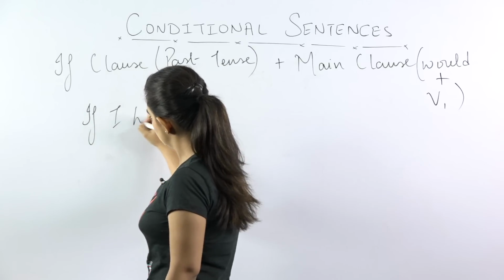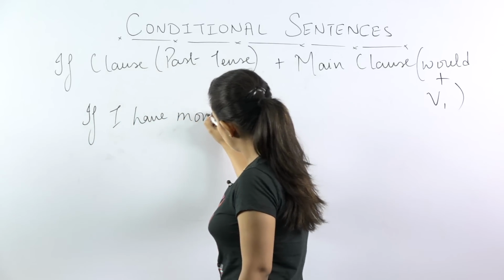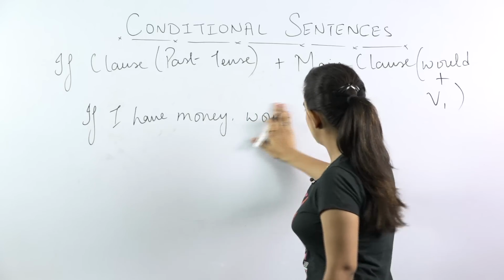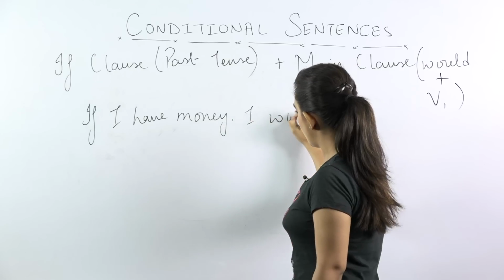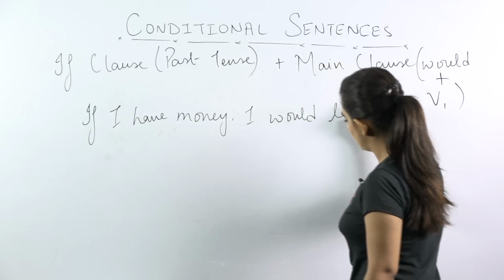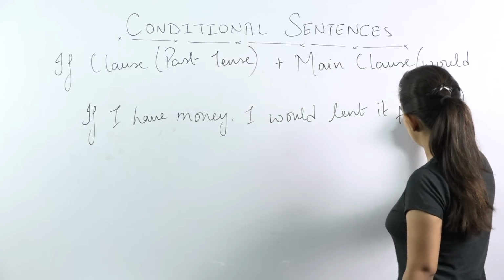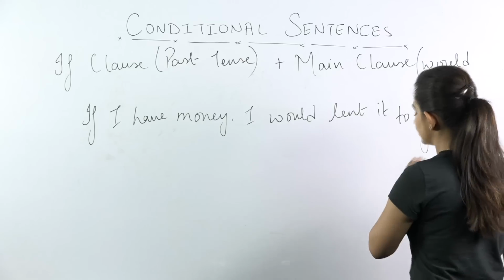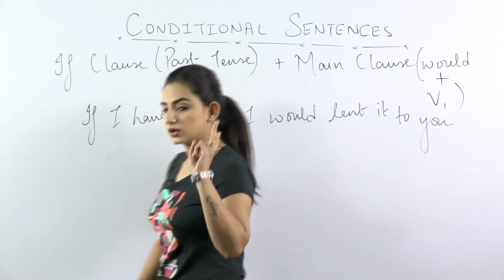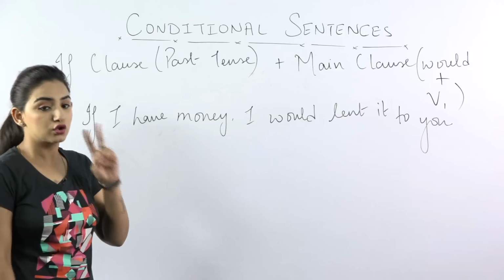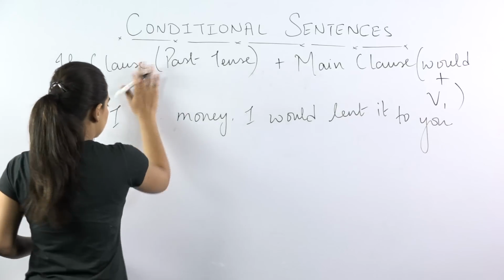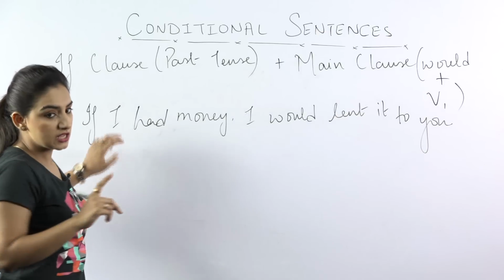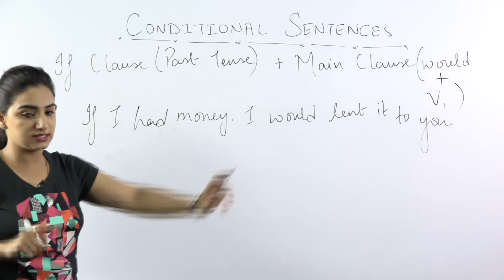If I have money, I would lend it to you. Now quickly tell me, if I have money, I would lend it to you. Now here you will get two errors. So rather, let me write had. Now you will have only one error. यहाँ पर अब आपके पास सिर्फ एक ही error है. If I had money, I would lend it to you.